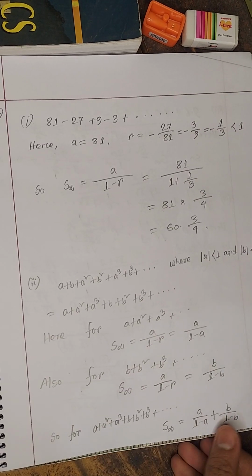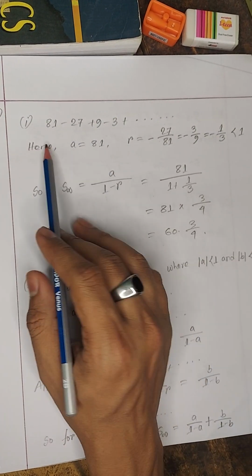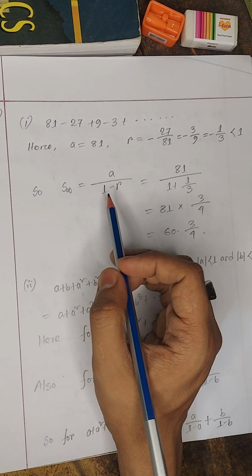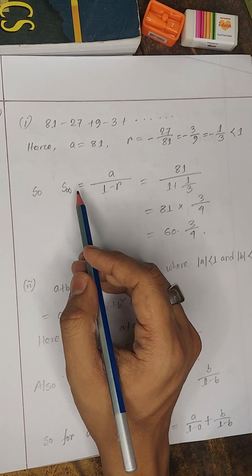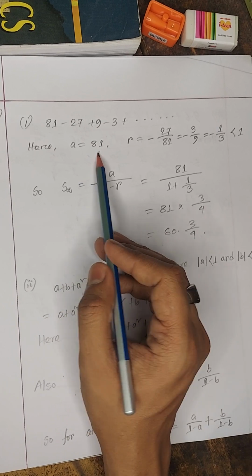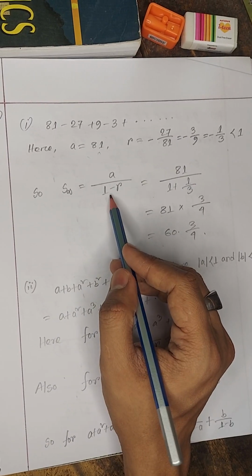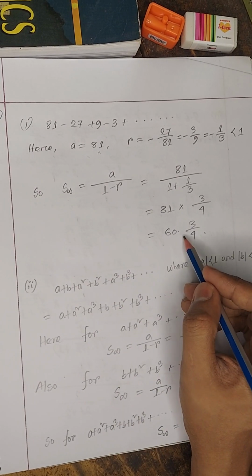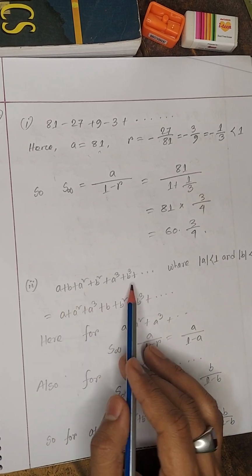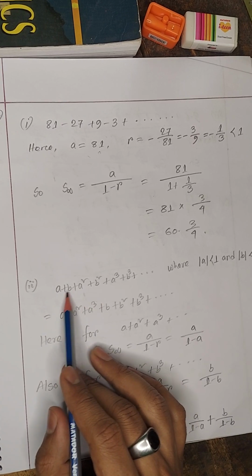Now we are going to see some more problems from number 3. Here I am going to show you some problems where we will find sum to infinity from the series. Here first term is 81 and common ratio is minus 1 by 3. So sum to infinity will be a divided by 1 minus r, and which is 60 and 3 by 4.